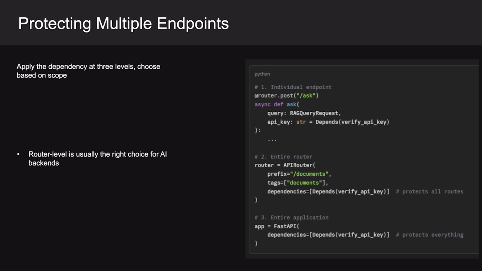For Karan's RAG API, router level protection is usually the right call. His documents, ask, and sessions routers all need auth. His health check endpoint probably doesn't. Router level gives him that granularity cleanly.